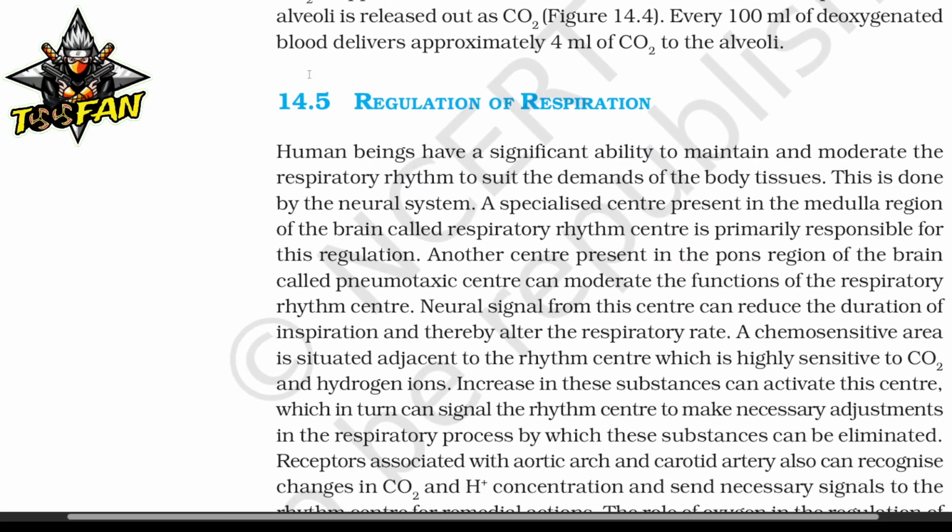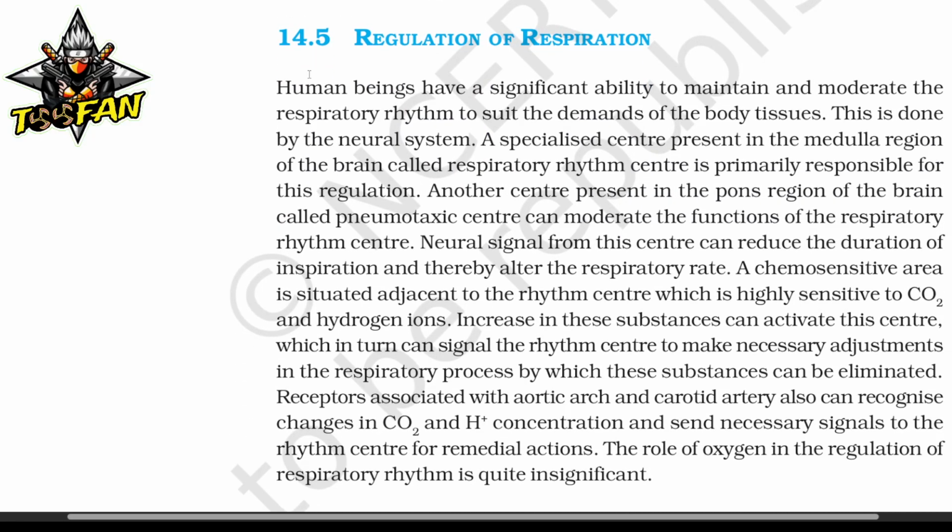Regulation of respiration. Human beings have a significant ability to maintain and moderate the respiratory rhythm to suit the demands of the body tissue. This is done by the neural system. A specialized center present in the medulla region of the brain called the respiratory rhythm center is primarily responsible for this regulation. Another center present in the pons region of the brain called the pneumotaxic center can moderate the function of the respiratory rhythm center.